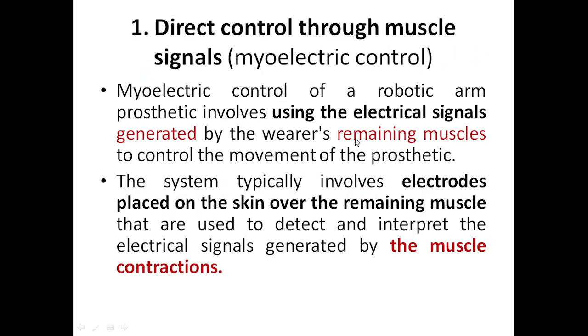First we will discuss direct control through muscle signals, also called myoelectric control. Why myo? Because muscles are involved. Myoelectric control of a robotic arm prosthetic involves using electrical signals generated by the wearer's remaining muscles to control the movement of the prosthetic. Imagine a person's hand is cut. Half of the muscles are still there, and they are still functional. They are not completely gone. We take the help of these remaining muscles to control the movement of the prosthetic.